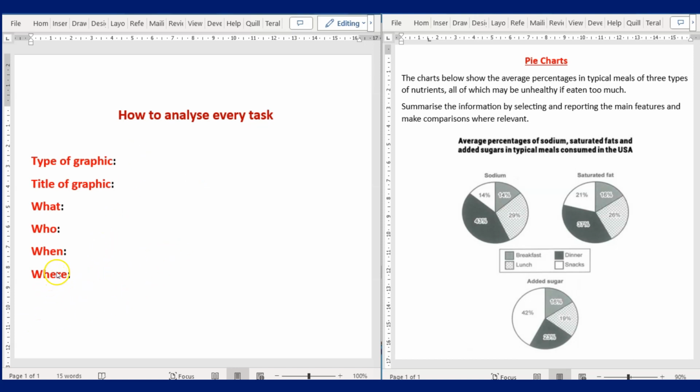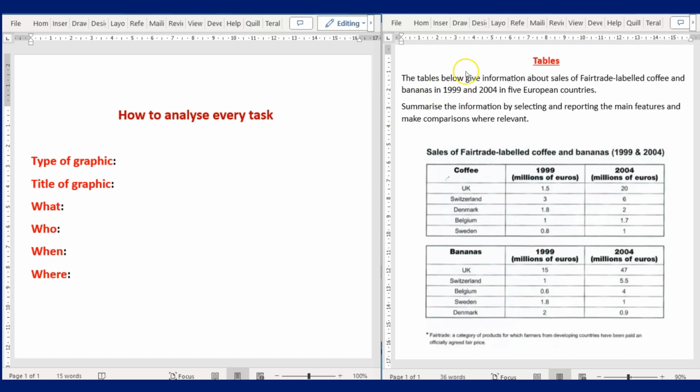Let's move on to our next question. The next question is a table question. All right, so you have two tables here, the first one and the second one. You also have to look at it, read the question, and then you'll be able to answer these ones.